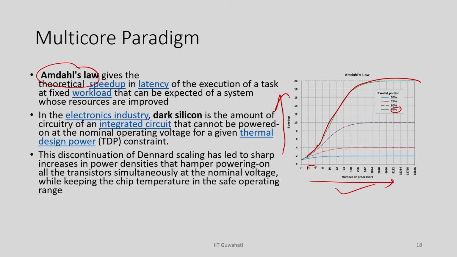This is for 95% parallel, and this is for 50%. After a certain time, even if you increase the processors, you will not get that much speedup, because there are other overheads.